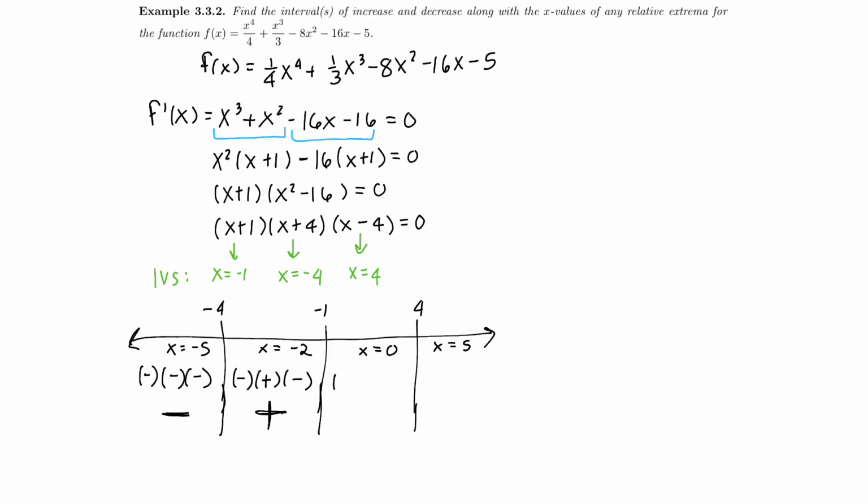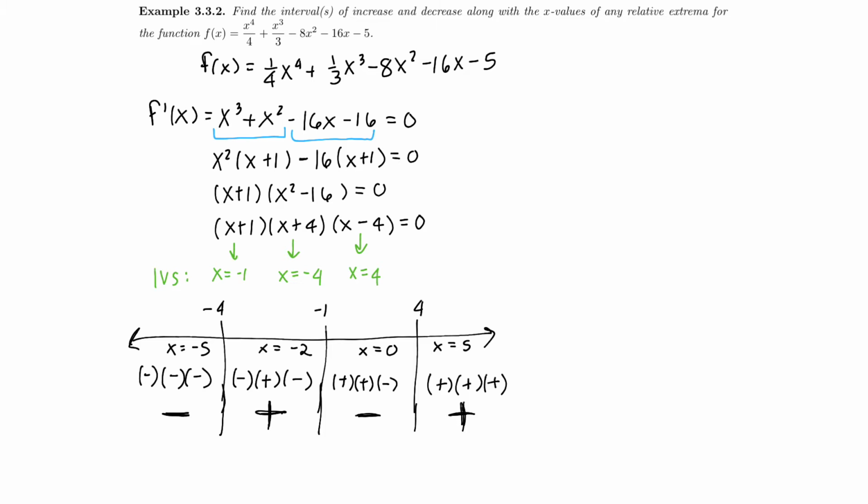Zero plus 1 is positive. 0 plus 4, positive. 0 minus 4 is negative. 1 negative makes a negative. 5 plus 1 is positive. 5 plus 4 is positive. 5 minus 4 is positive. and I get a positive. Once again, all I've done for each of these is plug each of these values into this factored form right here.